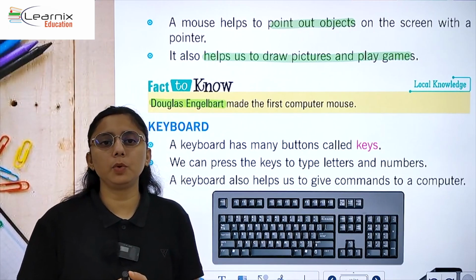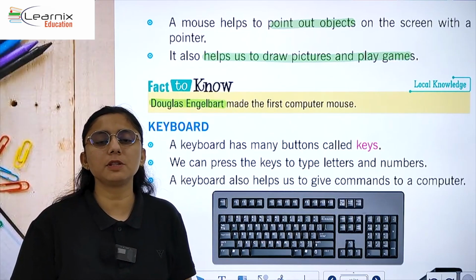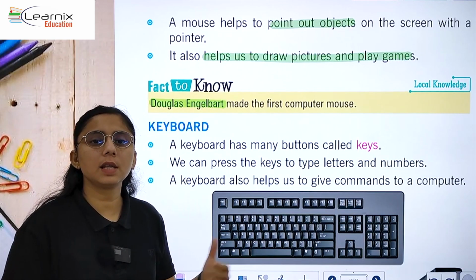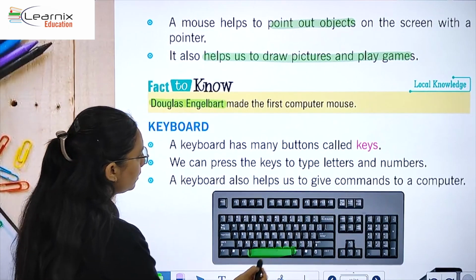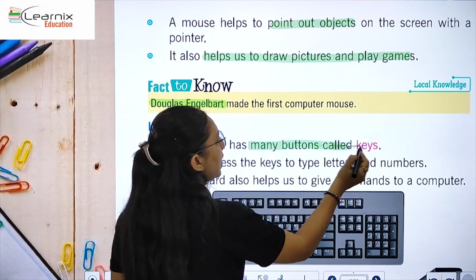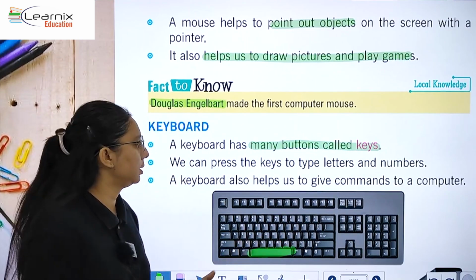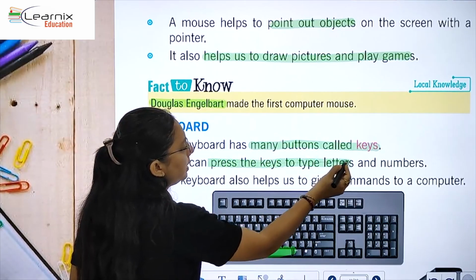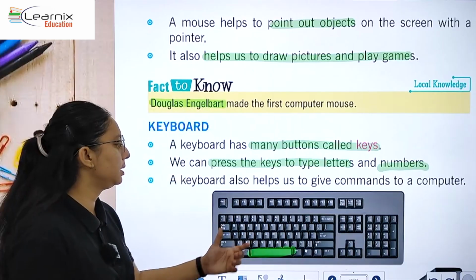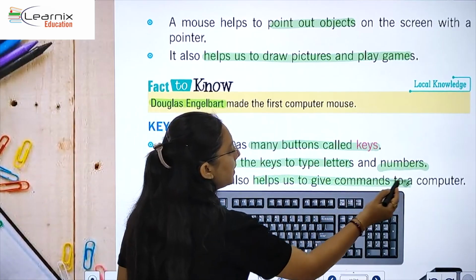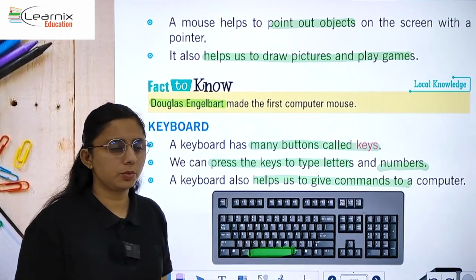Our next part is keyboard, which has many keys. It has alphabetic keys, numeric keys, and some special keys. And the longest key is your space bar. The buttons on the keyboard are known as keys. We can press the keys to type letters and numbers, and it helps us to give commands to the computer.